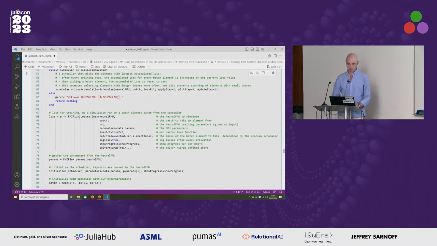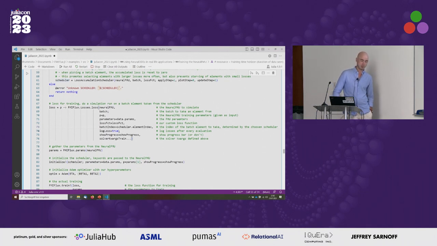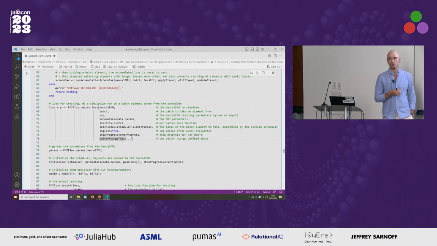So the loss function. The loss function does a simulation run on a batch element. So the loss function consists of the neural FMU, the batch we want to train on, and the parameters. Parameters are an input into this function. The parameters we are training on, so as already stated, we're using the explicit parameter interface because it's more performant. Parameters for the FMU, the loss function we defined above, the one that computes the cumulative consumption deviation, which batch index we want to take, and this value comes, of course, from the scheduler, so the scheduler element index changes over the training process. We want to log our loss values, show a progress bar, and we put in the max iteration keyword argument from above.